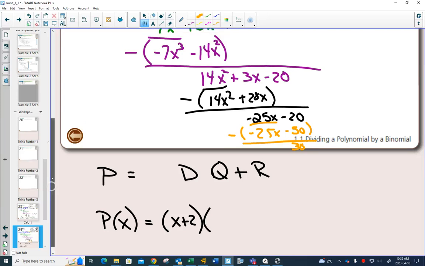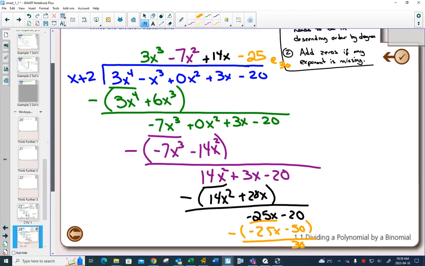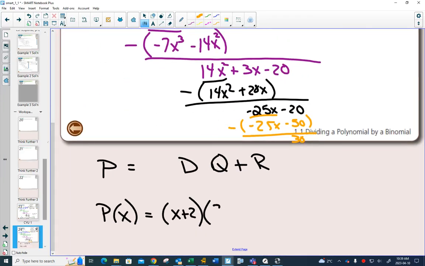and our quotient, or our answer, if we go up, is 3x cubed minus 7x squared plus 14x minus 25 with a remainder of 30. This is our division statement.